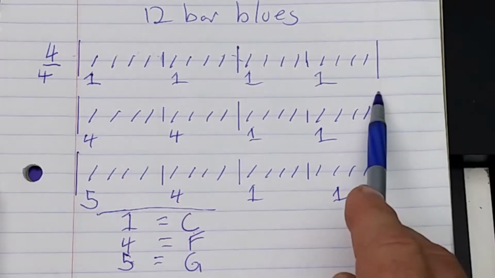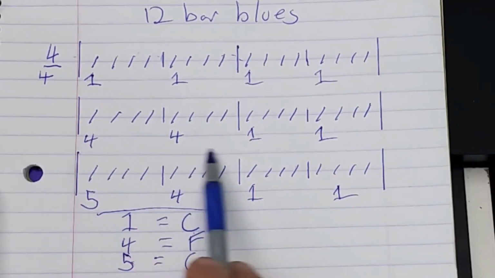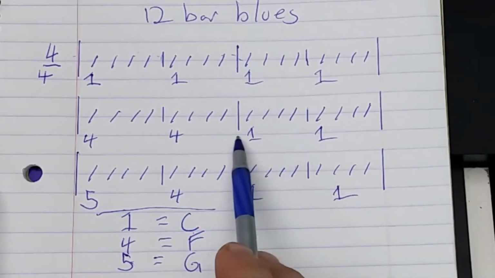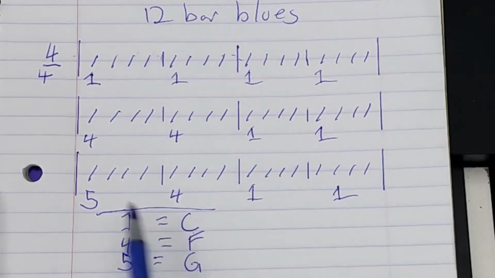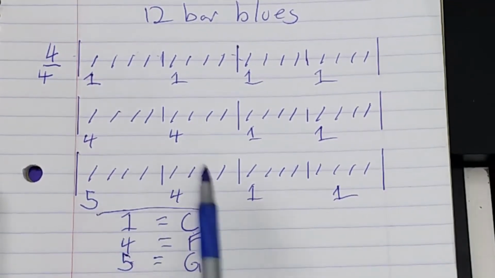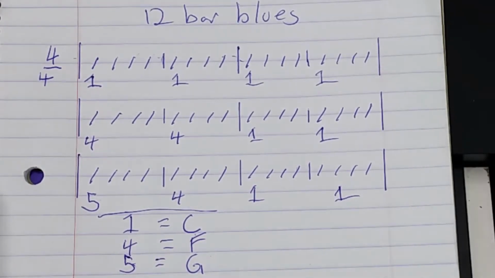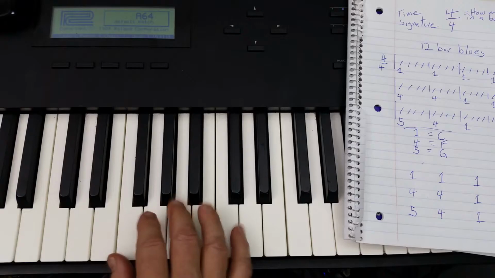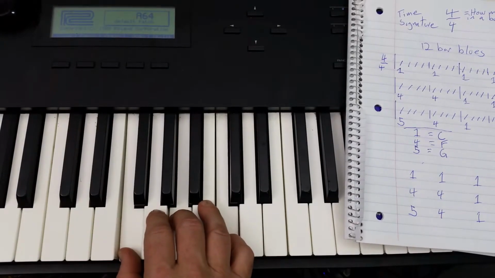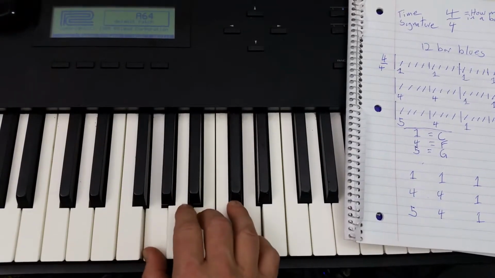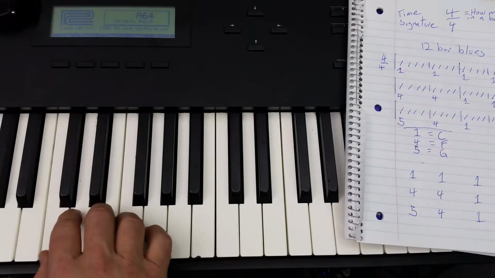And the 12-bar blues is really simple. It's the 1 chord for 4 bars, then it's the 4 chord for 2 bars, then it's the 1 chord for 2 bars, then it's the 5 chord for 1 bar, 4 chord for 1 bar, 1 chord for 2 more bars. Our 4 chord, our 5 chord, and back to our 1 chord.